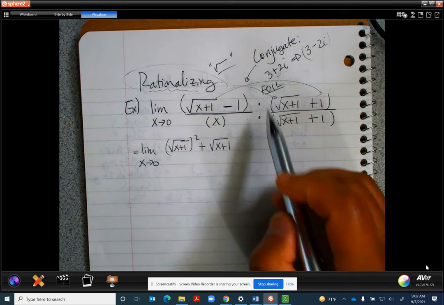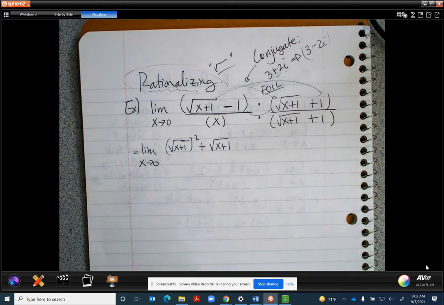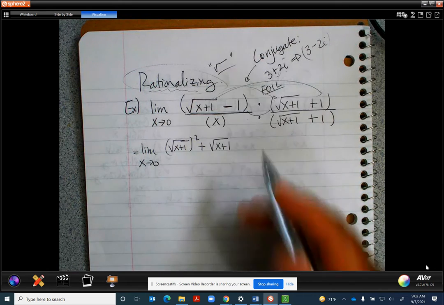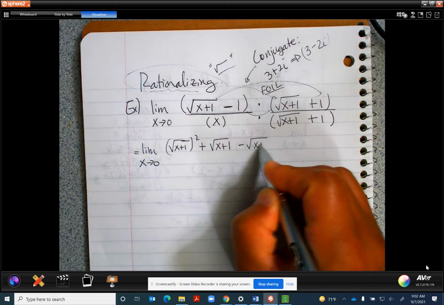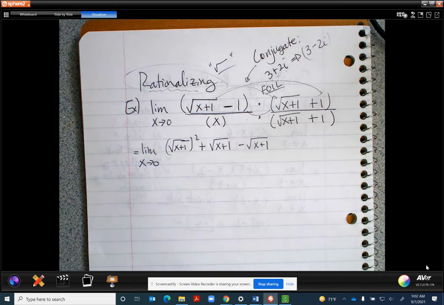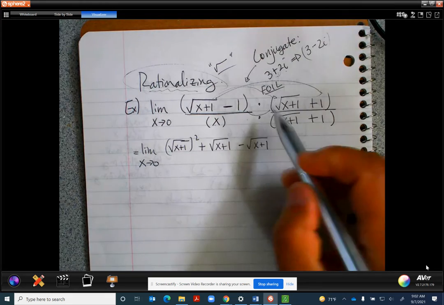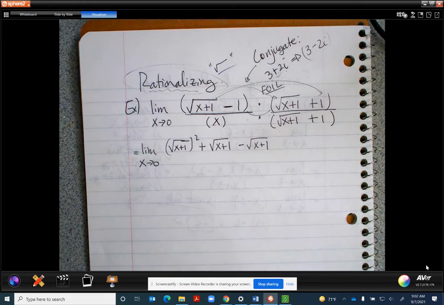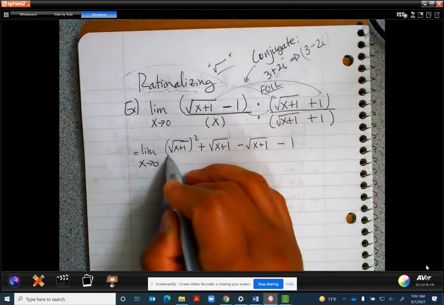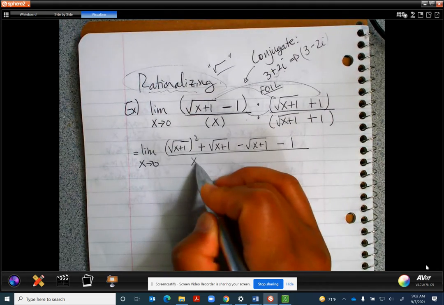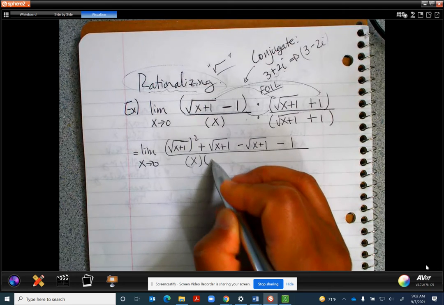All right, so we multiply the inner. What is negative 1 times square root of x plus 1? Negative square root of x plus 1. Okay, how many of you guys follow so far what I just did? Okay, good. All right, so what's the last one? What is negative 1 times positive 1? Negative 1. All right, very good. All over, the denominator, you just leave it alone, okay? Do not multiply it out.